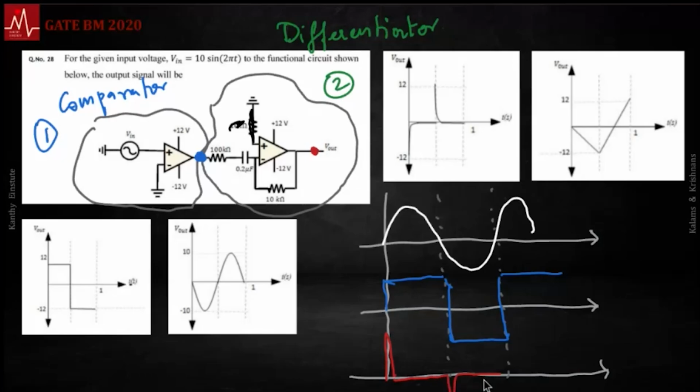It is reversed, it's through the inverting terminal. The spike will be in the other direction. So the spike will be in the reverse direction, this direction. And that corresponds to the output here. There is a negative spike. There is a positive spike. In between, there is no slope change.